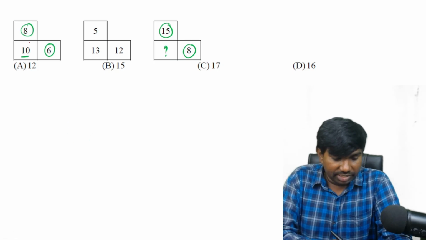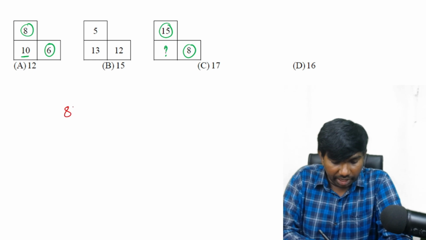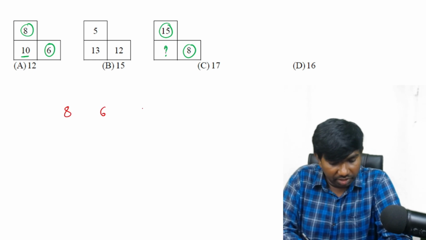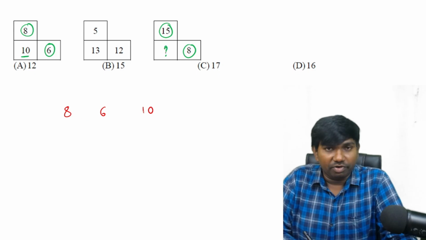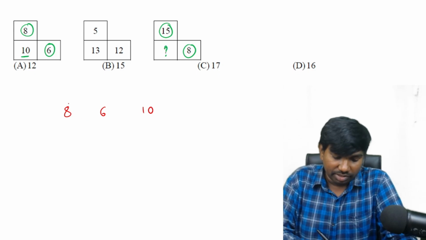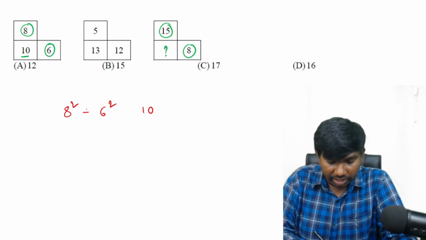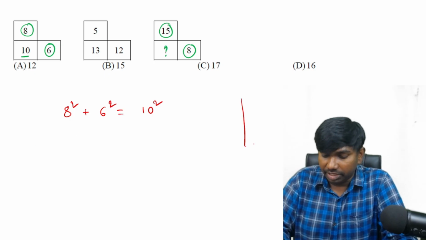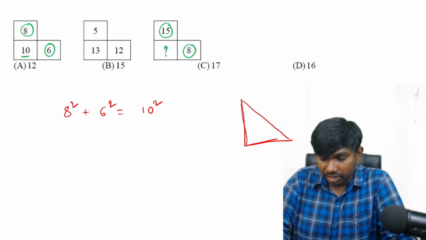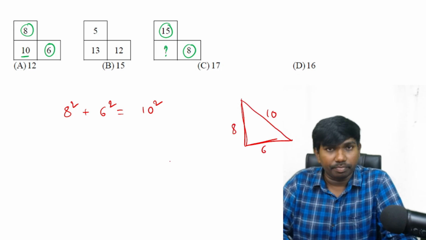So is there any speciality in these numbers? 8, 6. How to deal with them to get 10? Yes, it is one of our best friends. That is nothing but a Pythagorean triplet. 8 square plus 6 square is nothing but 10 square. In a right angled triangle, if this is 8 and this is 6, this will be 10.